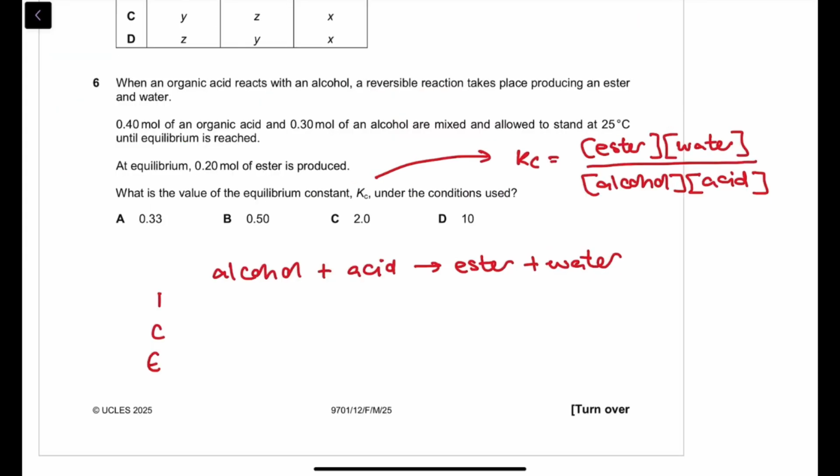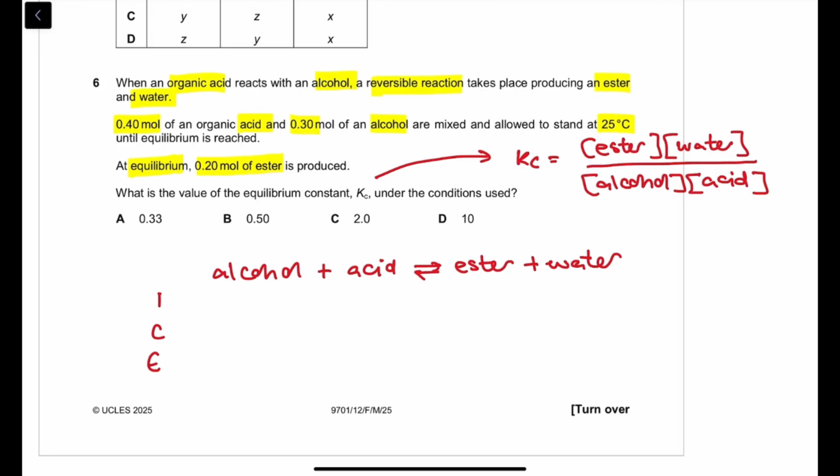Question number 6. When an organic acid reacts with an alcohol, a reversible reaction takes place, producing an ester and water. 0.4 moles of acid and 0.3 moles of alcohol are mixed and are allowed to stand at 25 degrees Celsius. At equilibrium, we have 0.2 moles of ester.